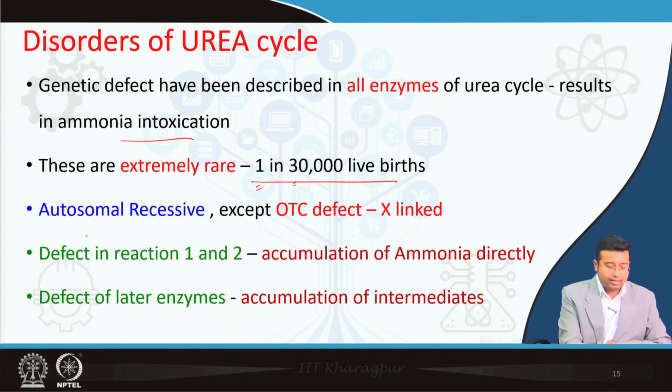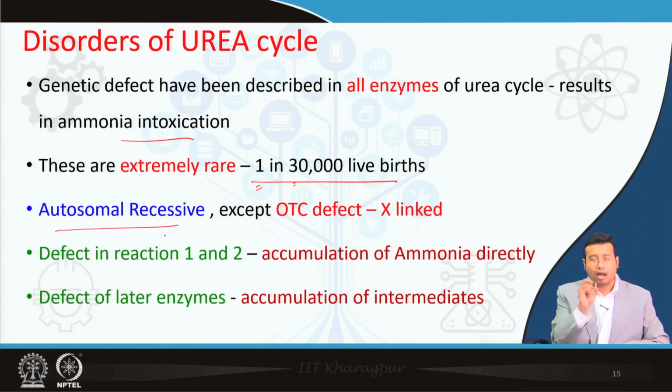You should note for MCQ purposes that all the diseases of the urea cycle are inherited in an autosomal recessive manner, except, I will discuss it again later, ornithine transcarbamylase deficiency, which is X linked. Very important MCQ, alright.